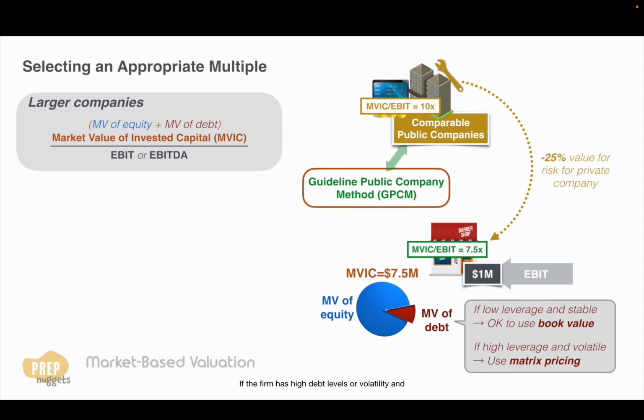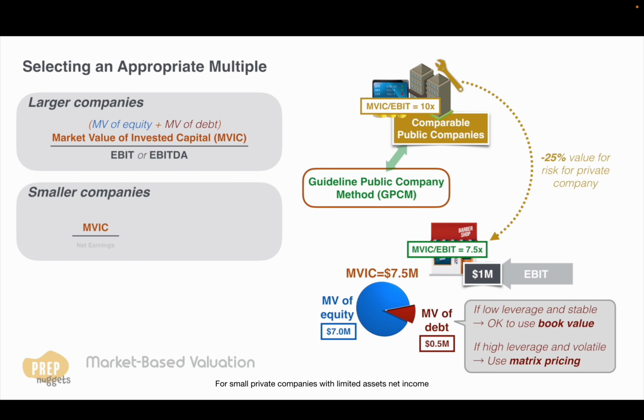If the firm has high debt levels or volatility, an analyst could use matrix pricing, where the prices of similar debt are used to infer a value for the subject's debt. You've learned matrix pricing in Level 1. So for illustration, if the book value of the private company's debt is $0.5 million, its equity should be valued at $7 million. For small private companies with limited assets, net income multiples might be used instead of EBIT multiples.